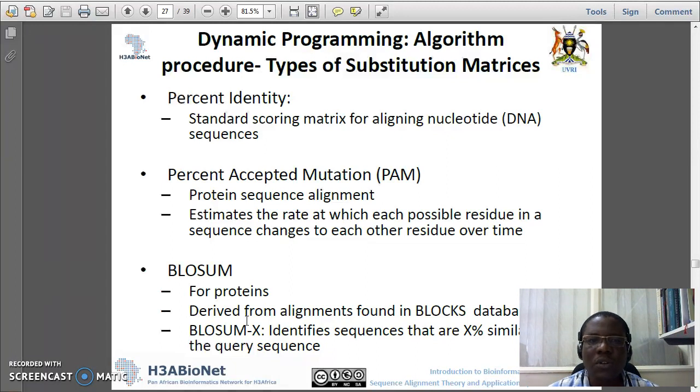Or you could go for the BLOSUM. This one is derived from alignments as indicated from the BLOCKS database. And the thinking here is that a BLOSUM X will be able to identify best sequences that have diverged up to X% of divergence from your query sequences. So if you think you have this kind of information, and you think this is the matrix that's best for your alignments, then you choose that one. We shall talk more about the individual matrices later on.